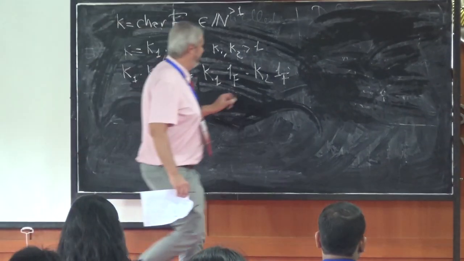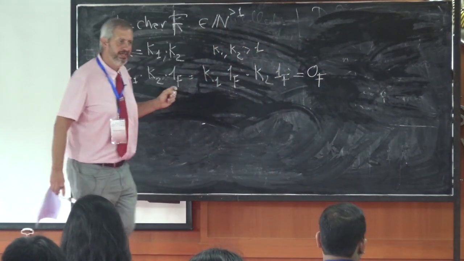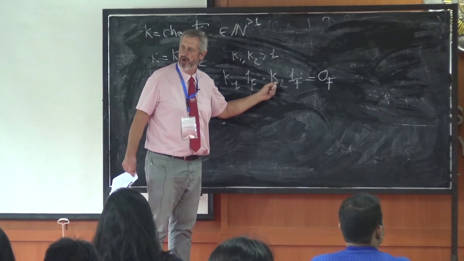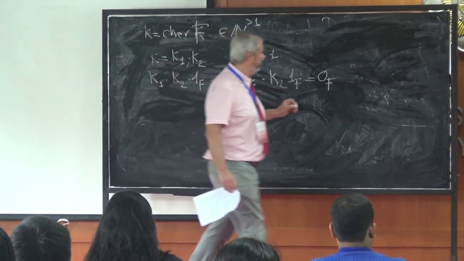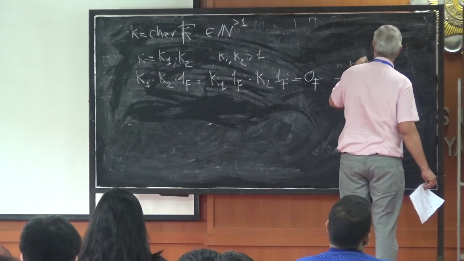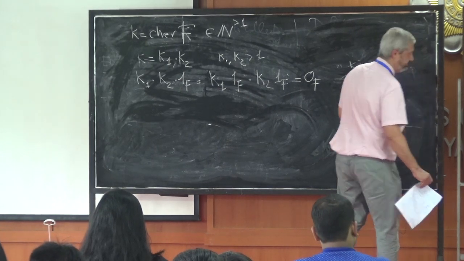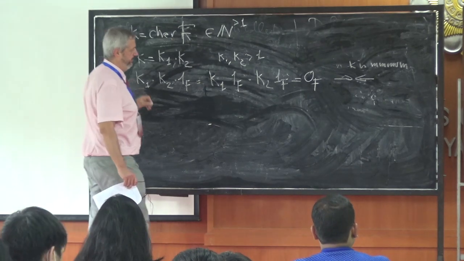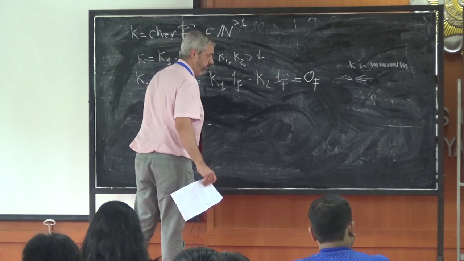And we get that this is 0. Since there are no zero divisors, it means that either this or this is 0, and this is a contradiction to the minimality, right? So this is a contradiction to the fact that K is the minimum. Okay? So K is a prime.